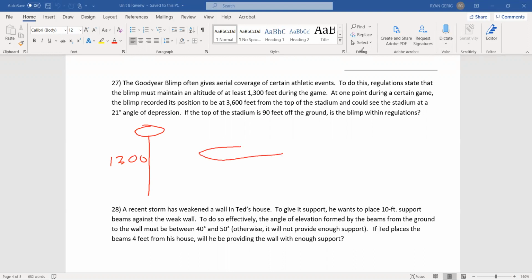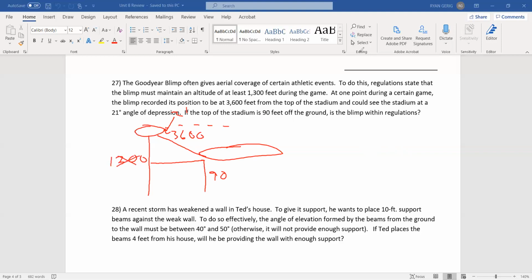Okay, so stadium's over here. So it's 3,600 feet from that position. All right, could see the stadium at a 21-degree angle of depression. So that's going to be tough to put in there. That 21 degrees is right there. If the top of the stadium is 90 feet off the ground, so this is 90 feet. Is the blimp within regulations? So 1,300 is not what the blimp is at. We don't know that.